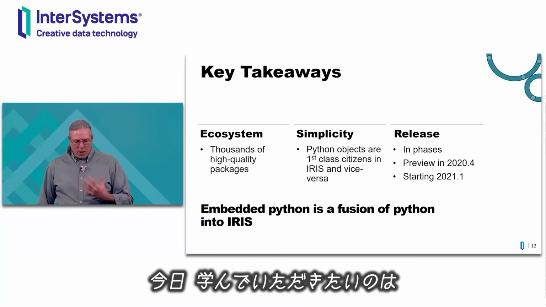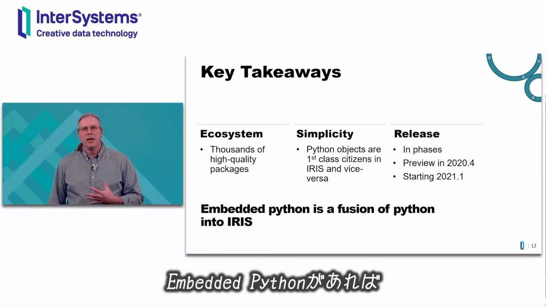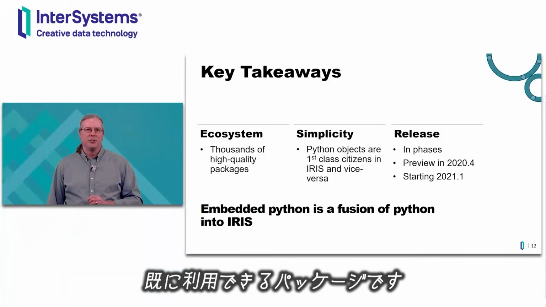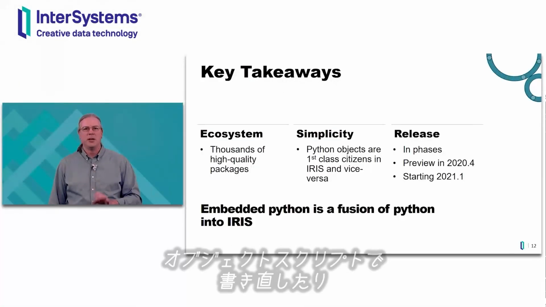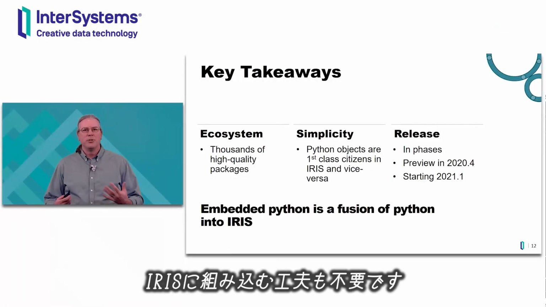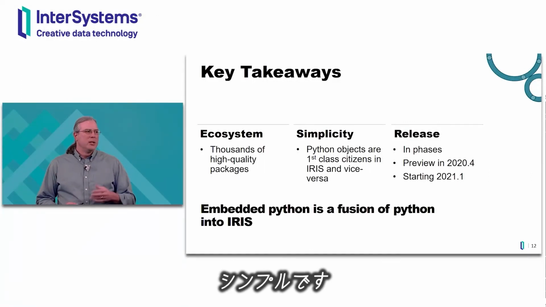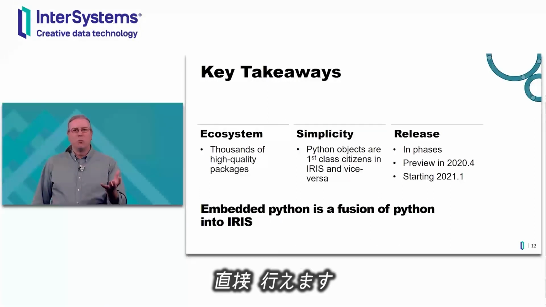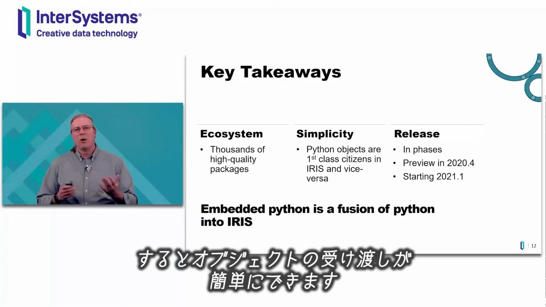So some of the things that I want you to take away from this is that embedded Python gives you access to thousands and thousands of great packages that are already built, designed, documented. You won't have to rewrite everything in ObjectScript to think about how to bring that into your Iris application. Simplicity. You'll be able to have your ObjectScript work directly with your Python, and they'll be able to pass objects back and forth very successfully and very easily.